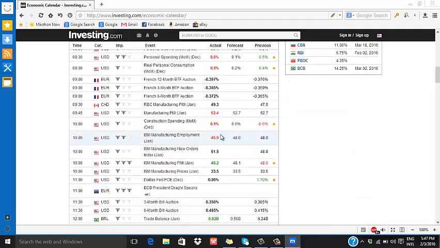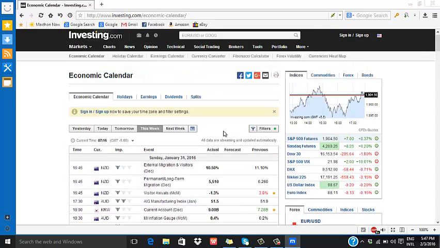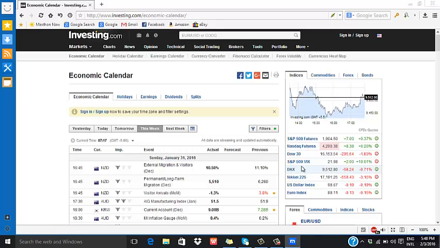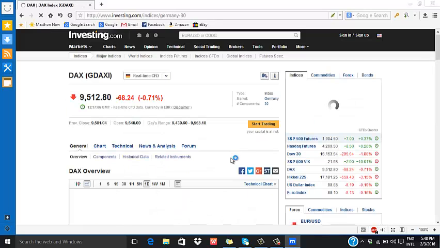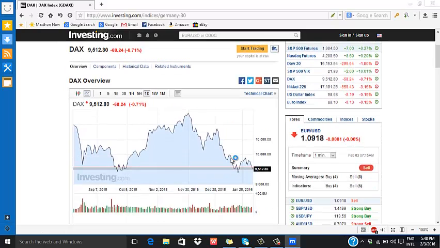So these are various applications which we can follow in investing.com, which is very useful for all of us. In case I want to go to details about a particular index or a particular market, let's say I want to understand the overall technical picture about DAX, just click on DAX. Then the chart opens here. We can see the chart has opened.